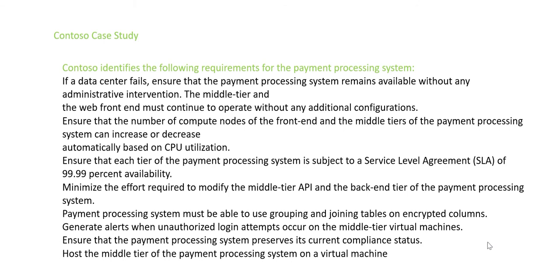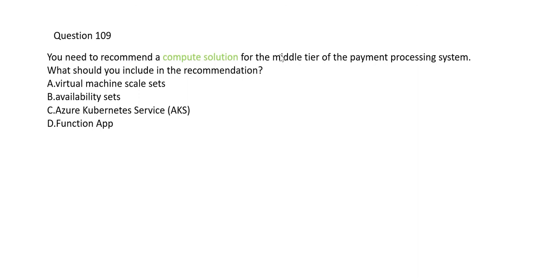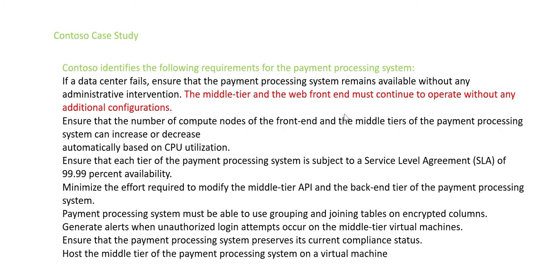What I do is I take the keyword from the question and go to the case study and try to search for the keyword. I got the keyword here, the requirements for the payment processing system. Since we have middle tier in the question, I am searching for the middle tier in the case study. The line I get here is that the middle tier and the web front end must continue to operate without any additional configurations. Are there any more mentions of the middle tier? Yes, I found one more. It says that the number of compute nodes on the middle tier of the payment processing system can increase or decrease automatically based on CPU utilization.